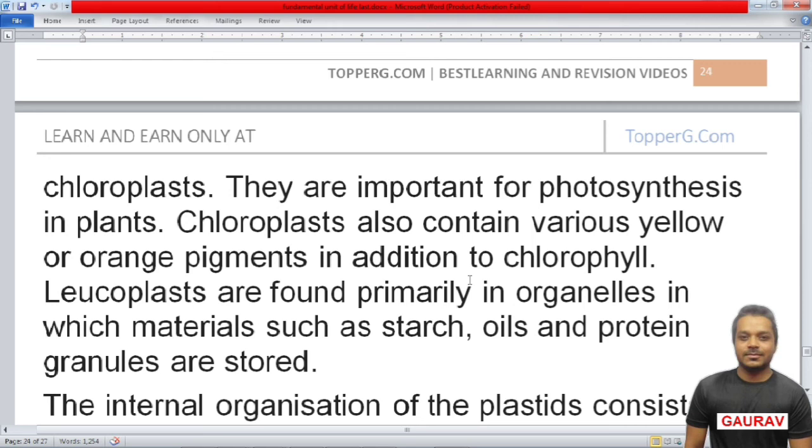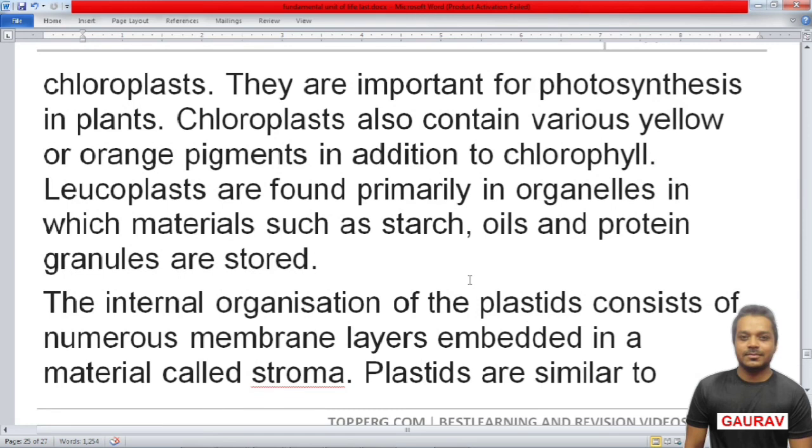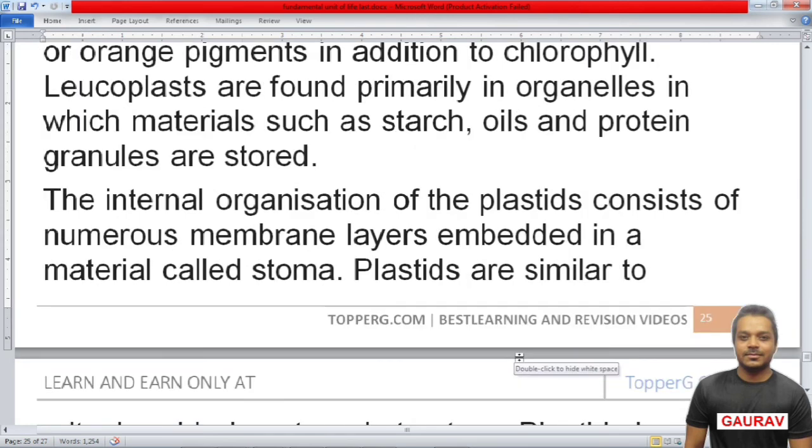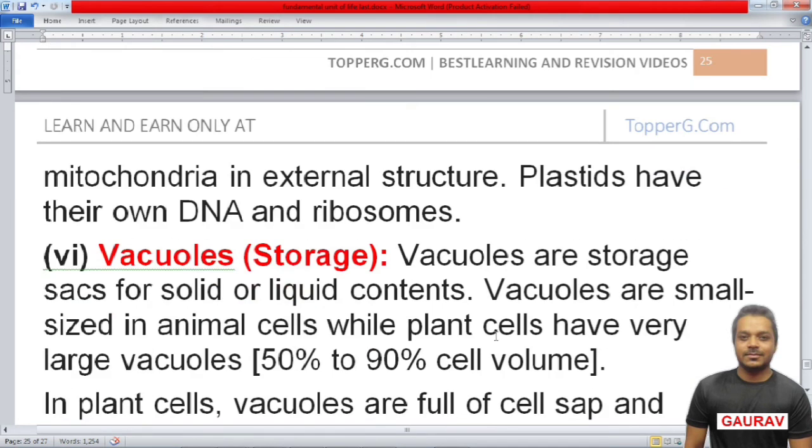Leucoplasts are found primarily in organelles in which materials such as starch, oils and protein granules are stored. The internal organization of the plastids consists of numerous membrane layers embedded in a material called stroma. Plastids are similar to mitochondria in external structure. Plastids have their own DNA and ribosomes.